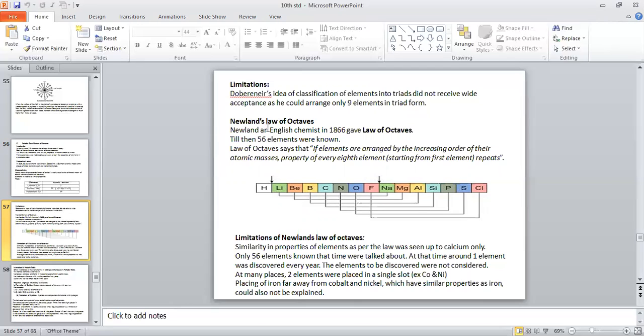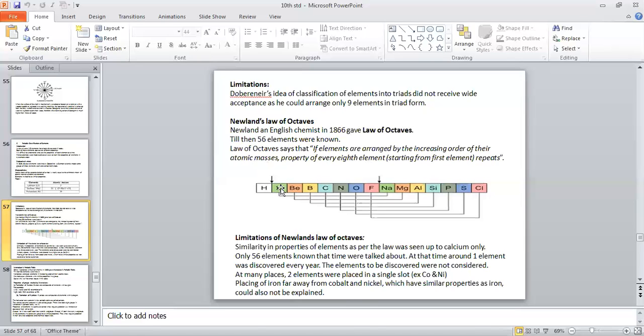So Newlands, an English chemist, gave the law of octaves. Till then 56 elements were known. According to this octave theory, Newlands' law states that if elements are arranged in increasing order of their atomic masses, then the property of every eighth element repeats, starting from the first element.